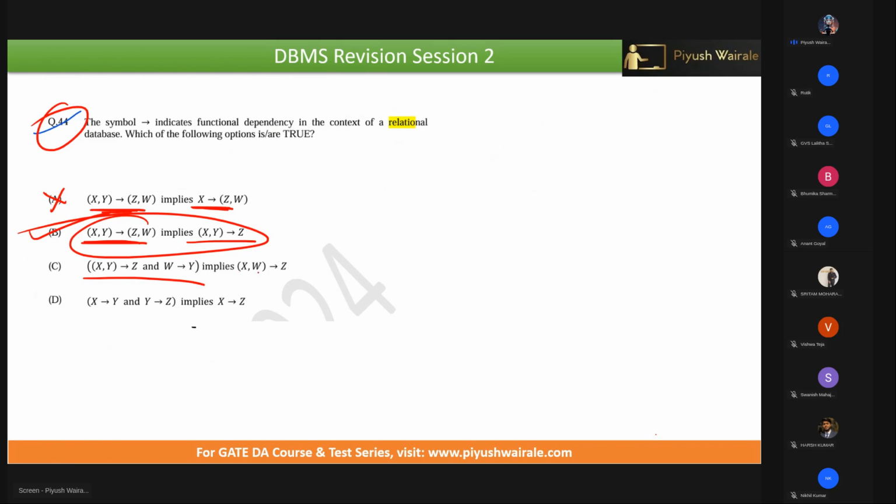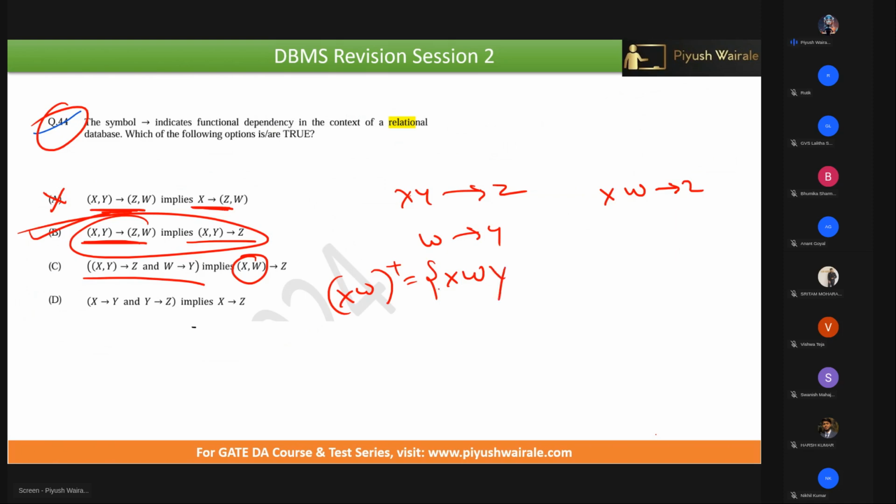What about this one? If X determines Y and XY determines Z, can we say W determines Y? So together, can we say XW determines Z? The best way is to take the closure of XW based on these two. So XW will give me XW, and from W I will get Y. So XW, and from XY I'm going to get Z. So from XW I'm going to get YZ. So XW determines Z. This is implied.